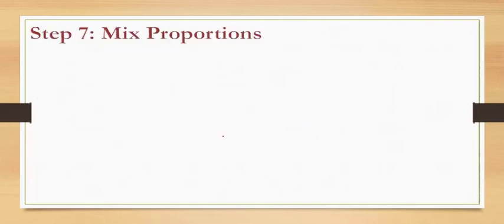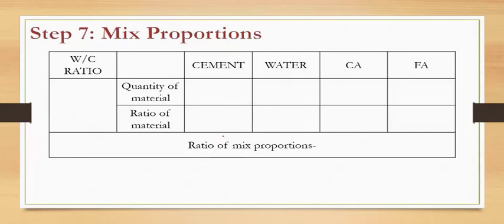Next, we come to step 7, that is the mixed proportions. So we have to make a table like this. At first, our water cement ratio is 0.40, and then we have the quantity of material and ratio of material. What materials do we have? Cement, water, coarse aggregate and fine aggregate. So first we write the quantity of material. Cement is 362.5, water is 144.2, coarse aggregate is 1467.18, and fine aggregate is 487.2075.